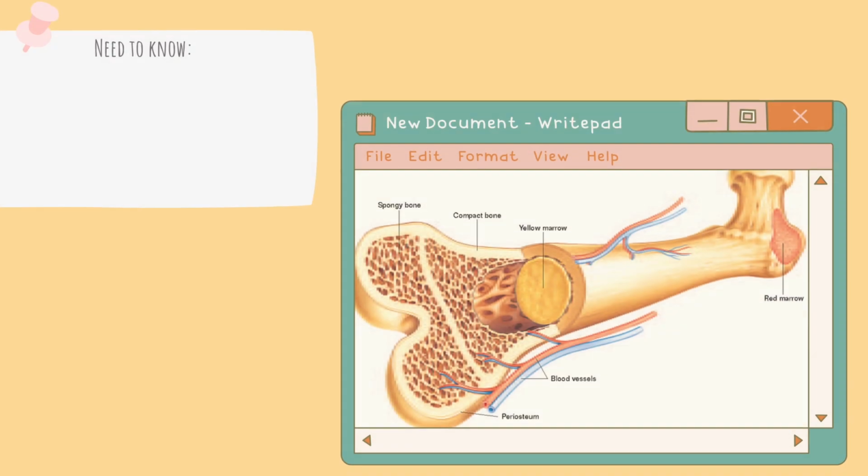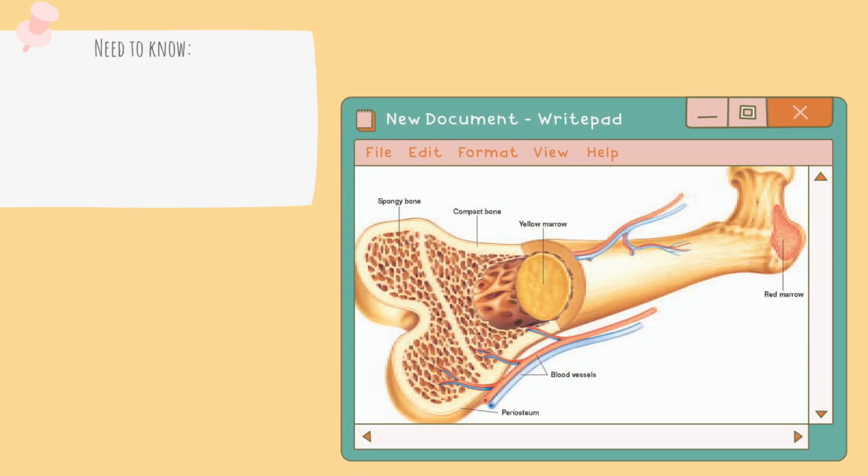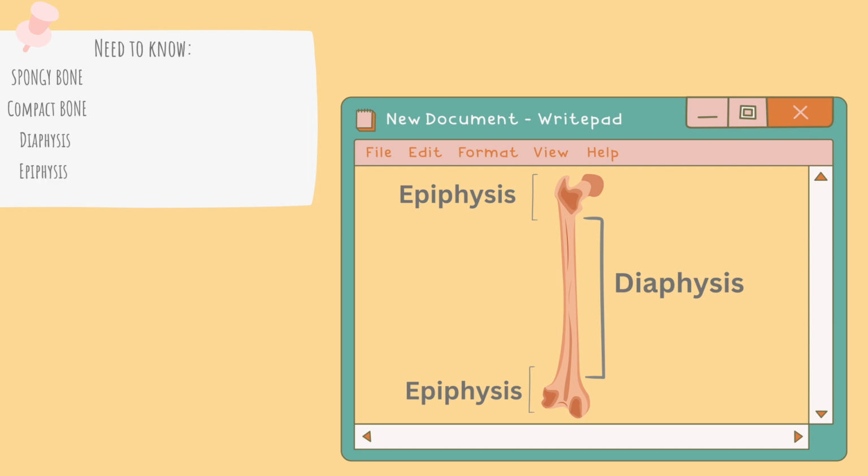Okay, let's look at a few photos of bone and go over the structures you need to be familiar with. First, you need to know the difference between spongy bone and compact bone, seen here and here, which we've already gone over. Next, we have the diaphyses and epiphyses. The diaphyses is describing the long part of the bone, and the epiphyses is describing the ends of the bone.